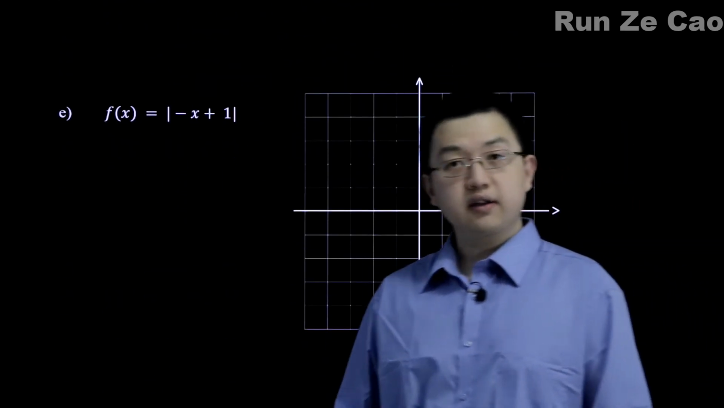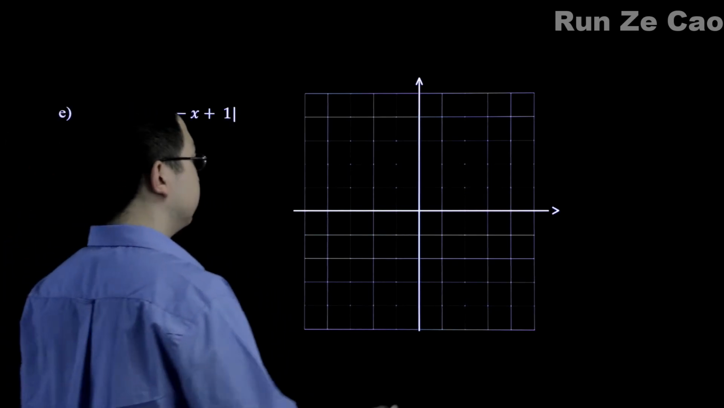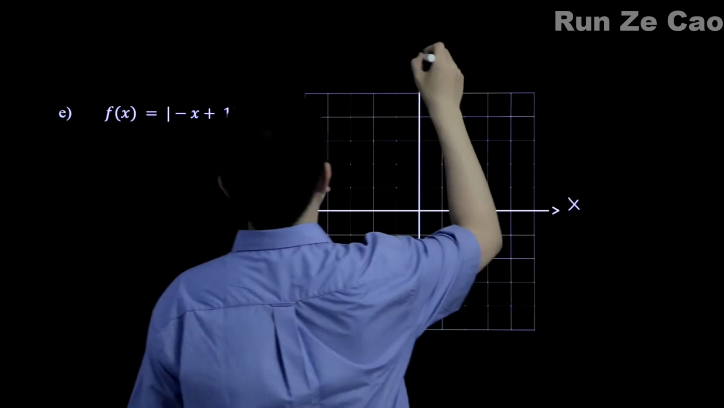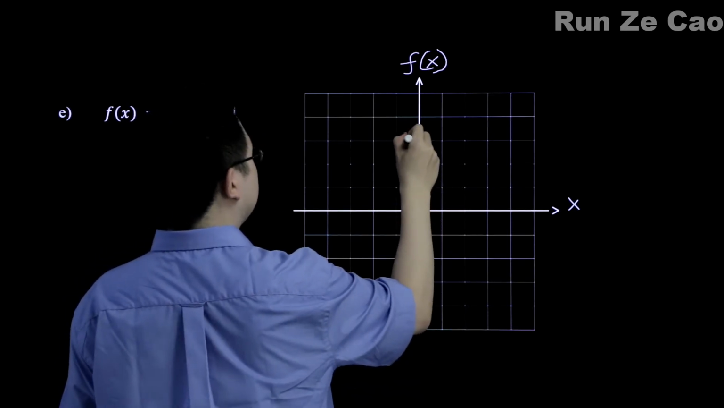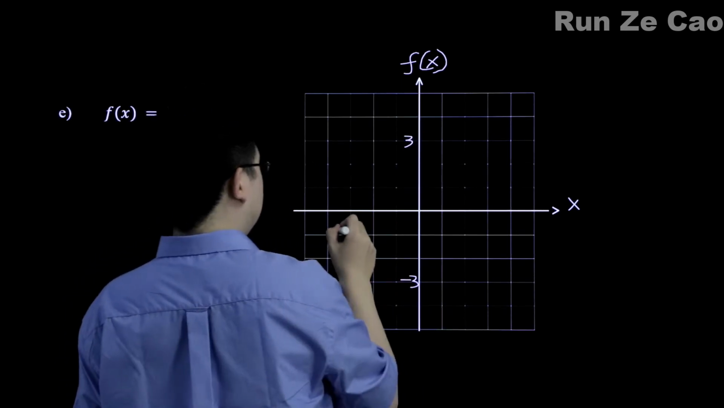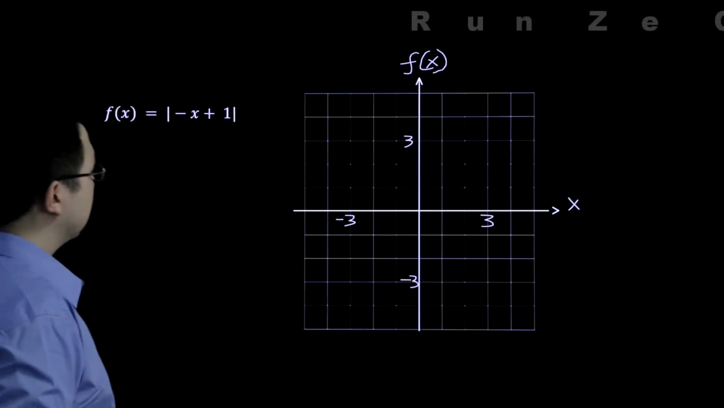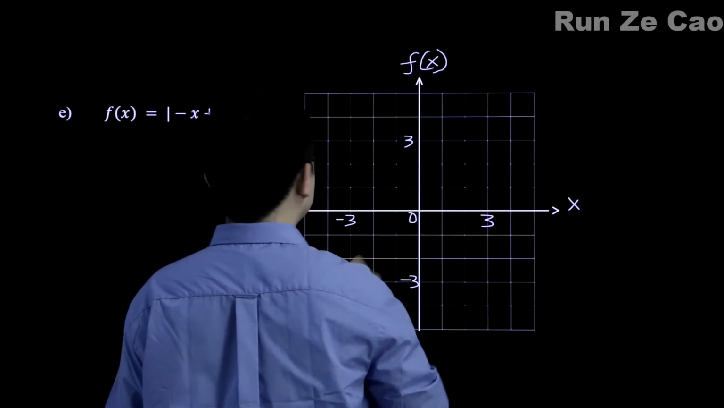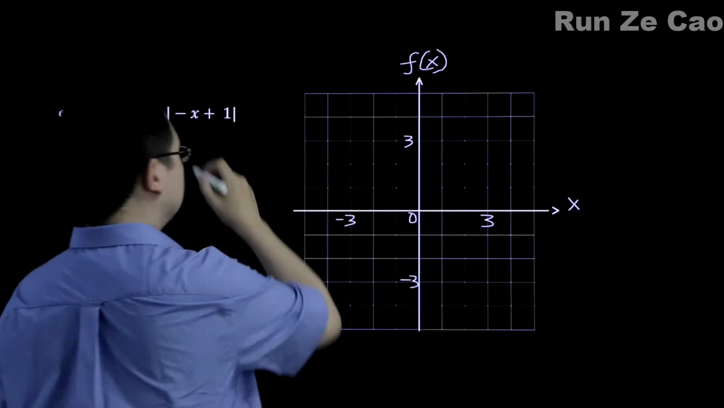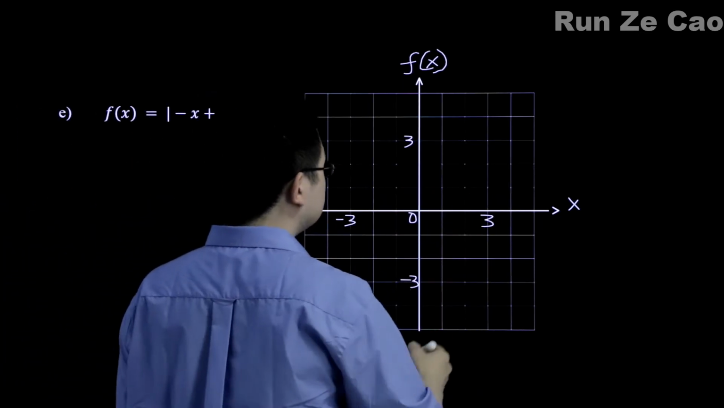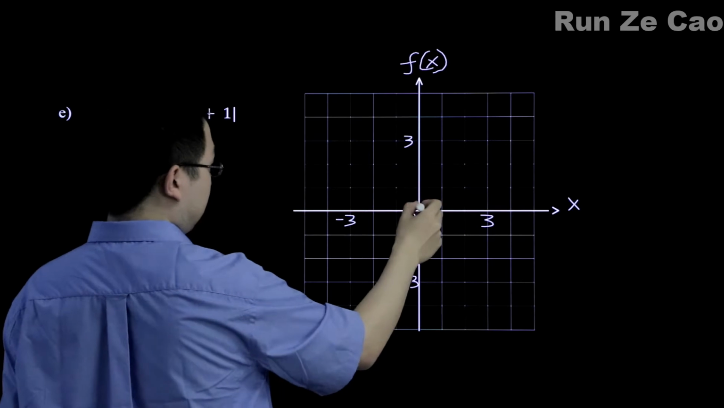Here we have f of x equals the absolute value of negative x plus 1. So, x and f of x. So say we have 3, negative 3, and 3, and, well, negative 3, and 3. And of course we have 0 as the middle. And negative x plus 1. So when x is 1, this is 0. And when x is 2, this comes out to 1. And when x is 0, this comes out to 1.